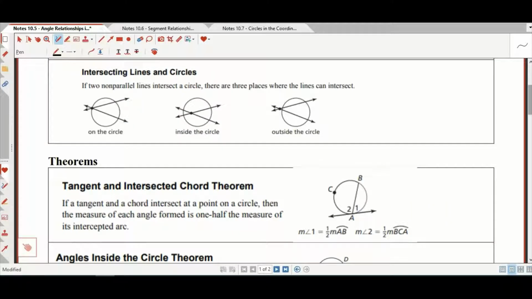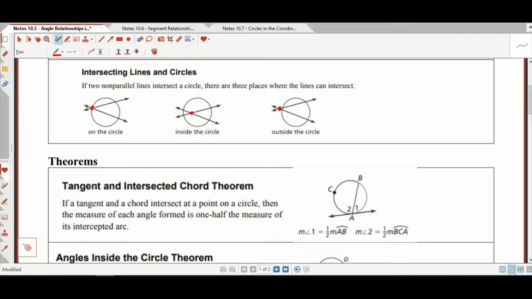Intersecting lines in circles. If two non-parallel lines intersect a circle, there are three places where they can intersect. Perhaps they intersect on a circle, in the circle, or outside the circle. Not really any other options.